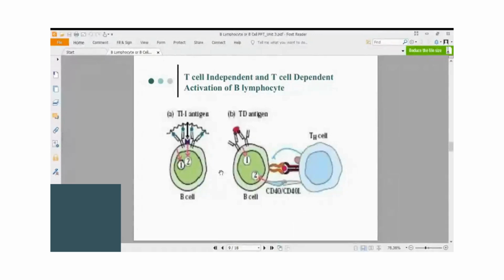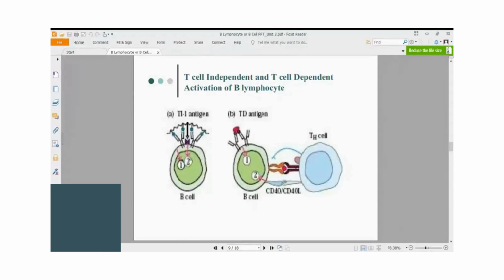Okay. So in the diagram here, the numbers 1 and 2 have been put. In the case of TI antigen, the 1 refers to the signal transduction brought about by the cross-linking of the 2 IgM molecules by the antigen. And signal 2, that is number 2, is brought about by a cytokine.